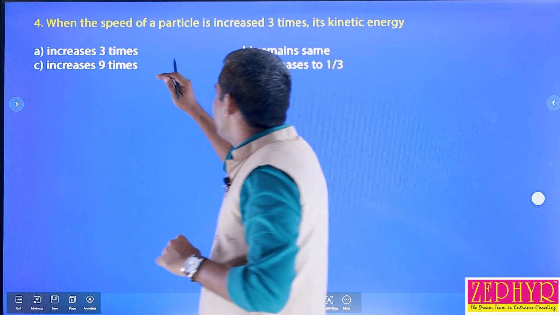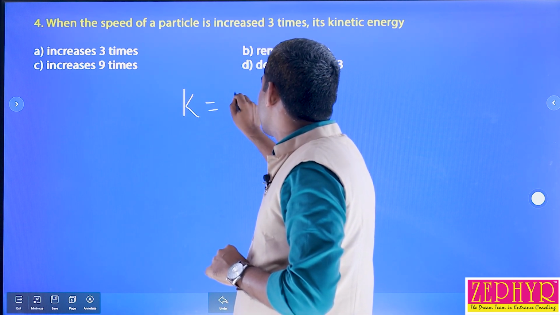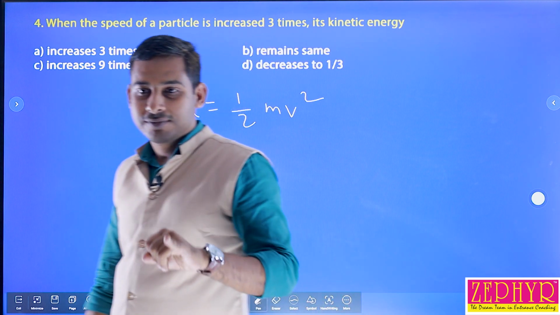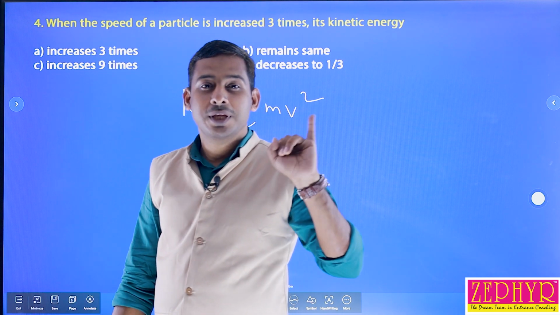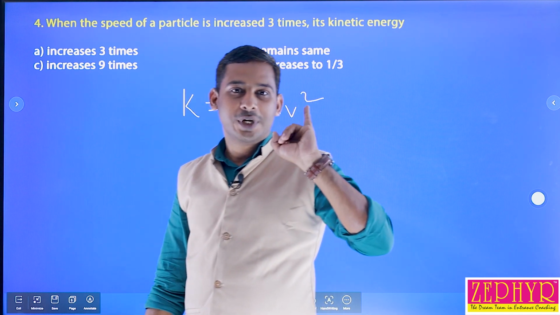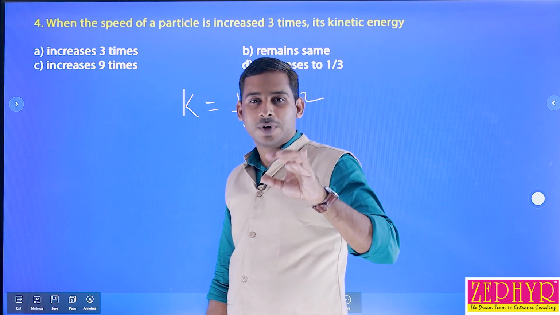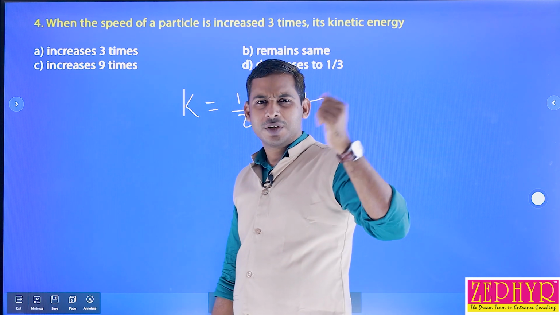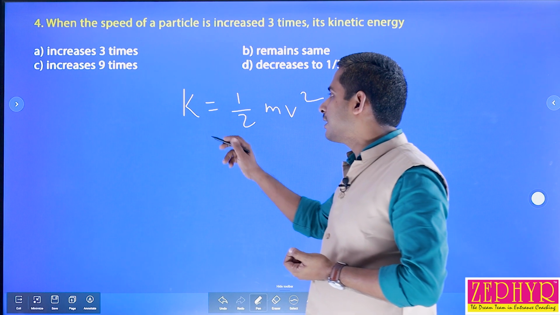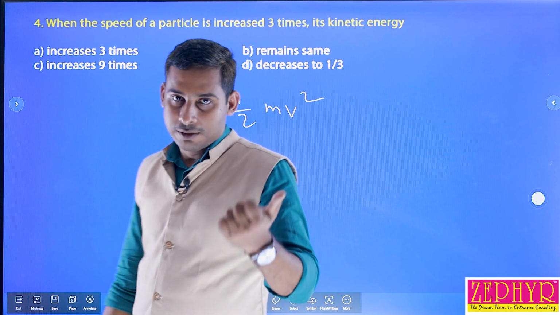When the speed of a particle is increased 3 times, dear students, we know K equal to half mv square. M is the mass of the body. What is the unit of mass? Tell me, what is the unit of mass? Yes, everybody knows the SI unit of mass is kilogram, correct. Then what is the unit of velocity? Very easily everyone can say that is meter per second, right? Kinetic energy they are indicating by the capital letter K.